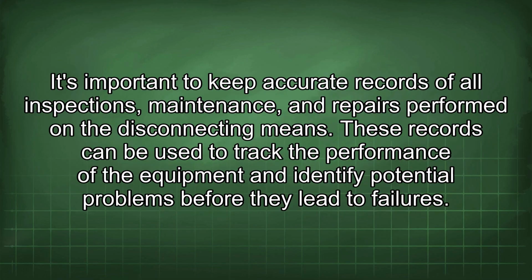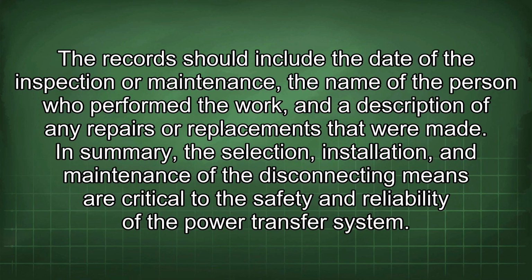It's important to keep accurate records of all inspections, maintenance, and repairs performed on the disconnecting means. These records can be used to track the performance of the equipment and identify potential problems before they lead to failures. The record should include the date of the inspection or maintenance, the name of the person who performed the work, and a description of any repairs or replacements that were made.